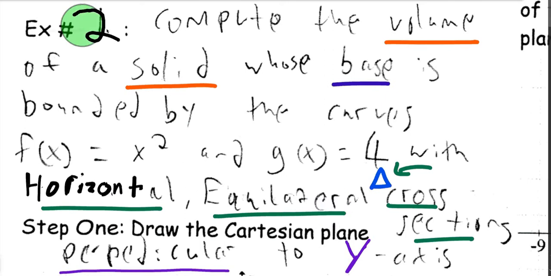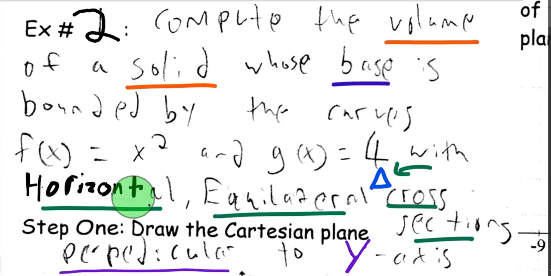For example number 2, we have to compute the volume of a solid. So we know this is going to involve a volume problem, just like the last example, whose base is bounded by the curves f of x equals x squared and g of x equals 4. So same as example 1 as far as the graphs go, but let's keep reading.